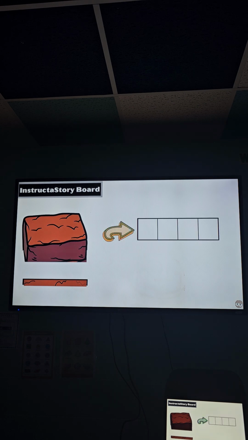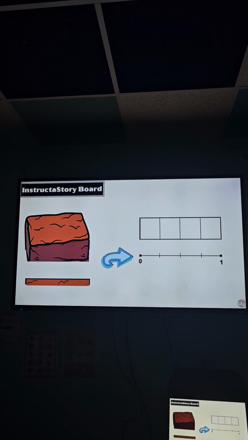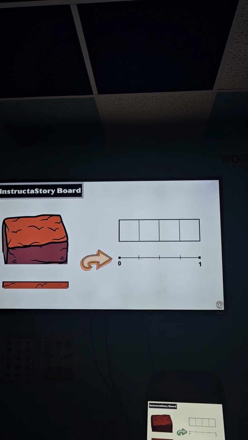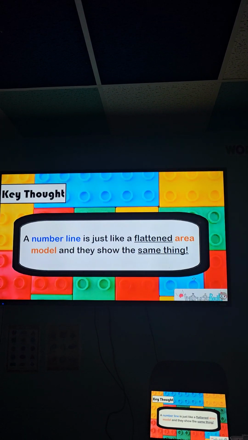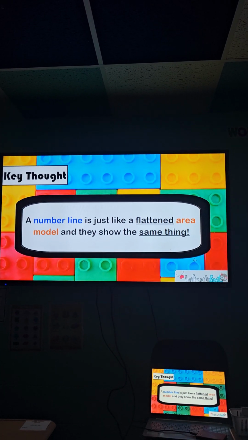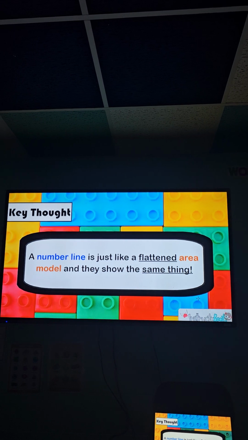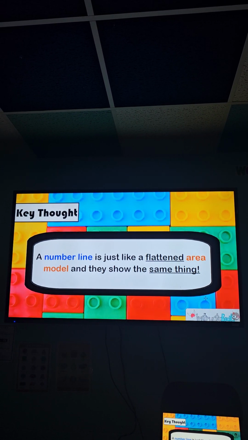So this is kind of the relationship between a rectangular area model and a number line. They're really the same thing, just one is flattened. So I want you to take a look at this key thought and pause the video and write this down in your notes, right? Just like I said, a number line is just like a flattened area model. They show the same thing, right? So if we can make an area model, we can make a number line using these steps.